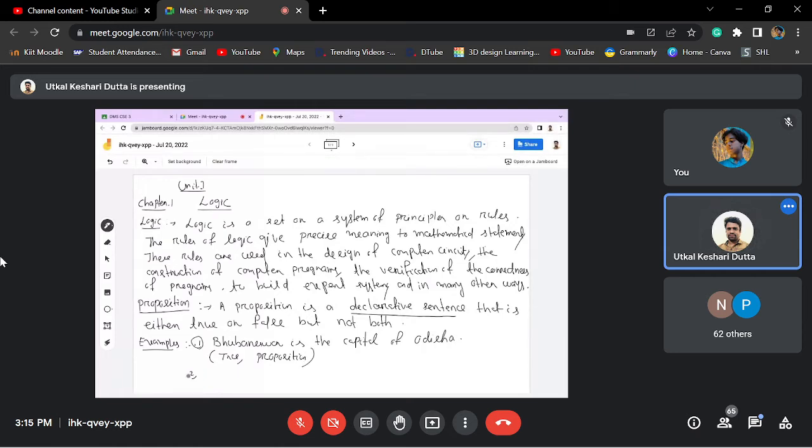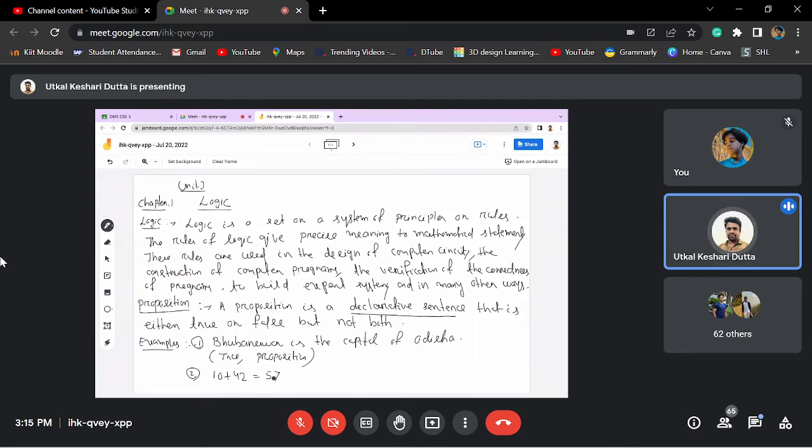Then take another example, in the case of mathematics. I am saying 10 plus 42 equals 57. Is it a proposition or not? Yes, sir, because it is false. 10 plus 42 cannot be 57; it is 52, but it is written 57. So it has one truth value, that is false.